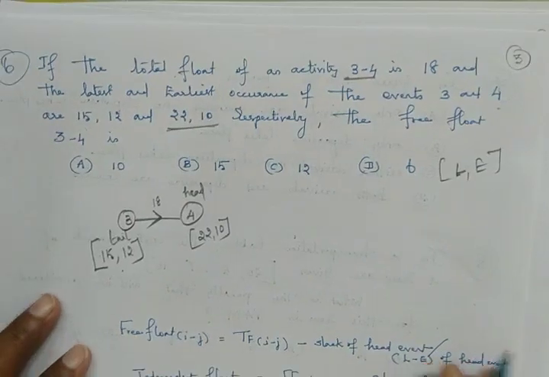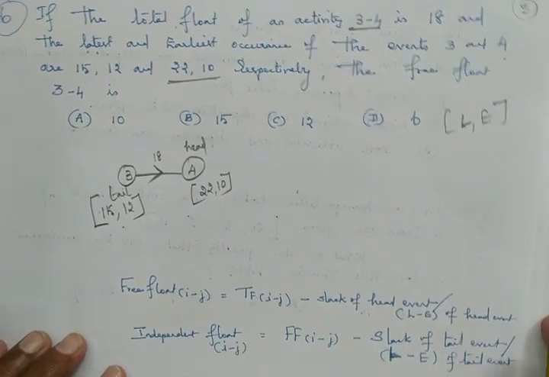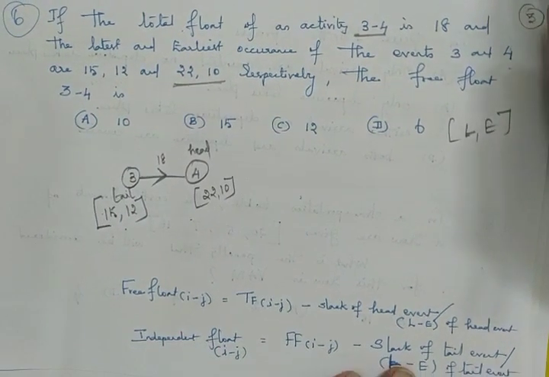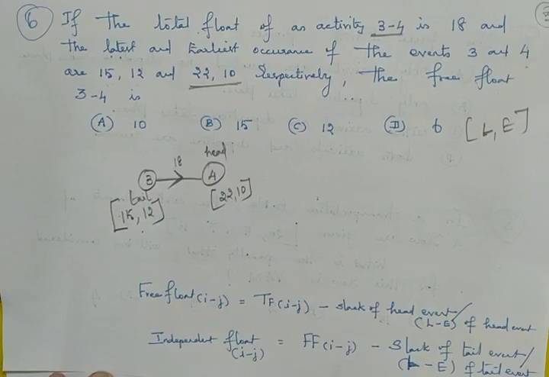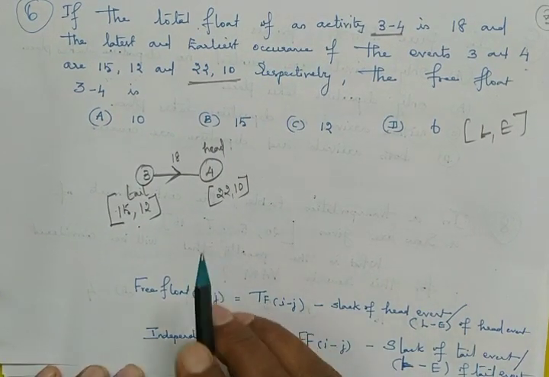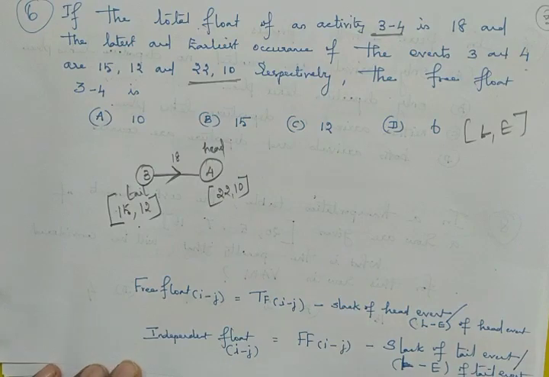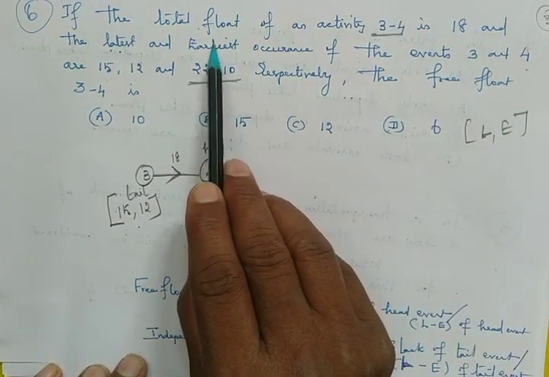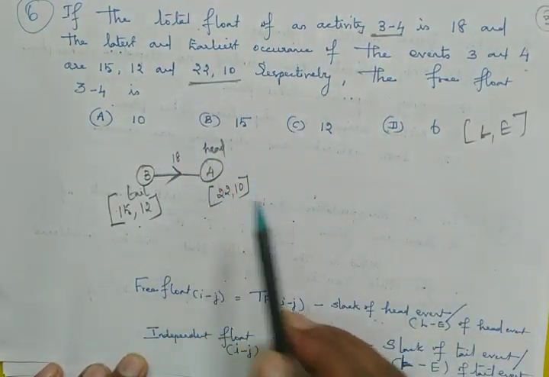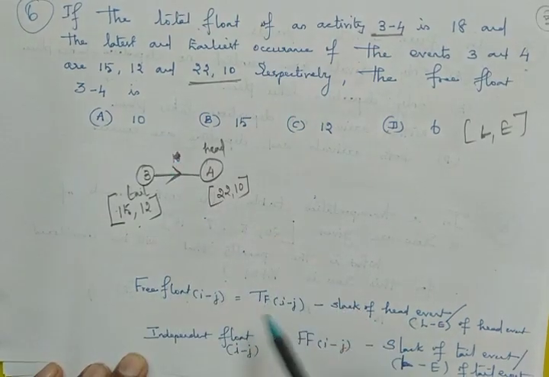In this problem they ask only for the free float, so I could do it directly, but sometimes they may ask for the independent float. You must know how to find the independent float also. Total float, free float and independent float are correlated. To find the free float, you should know the total float, and to find the independent float, you must know the free float.